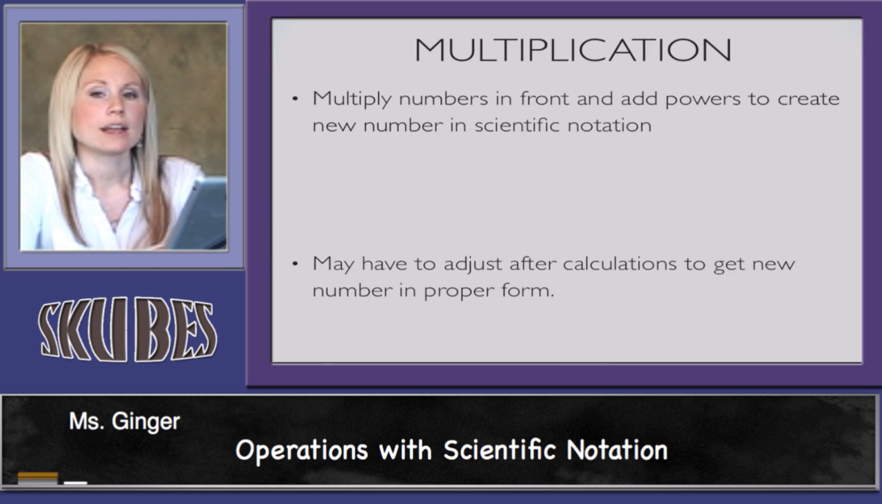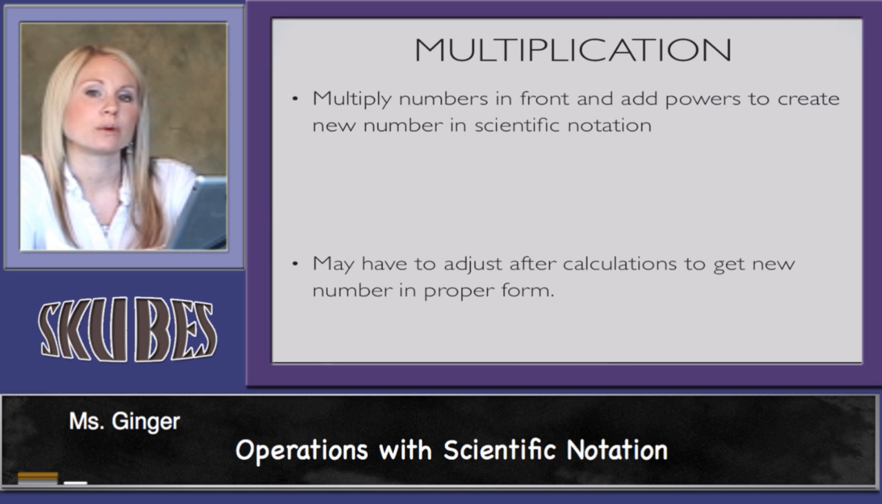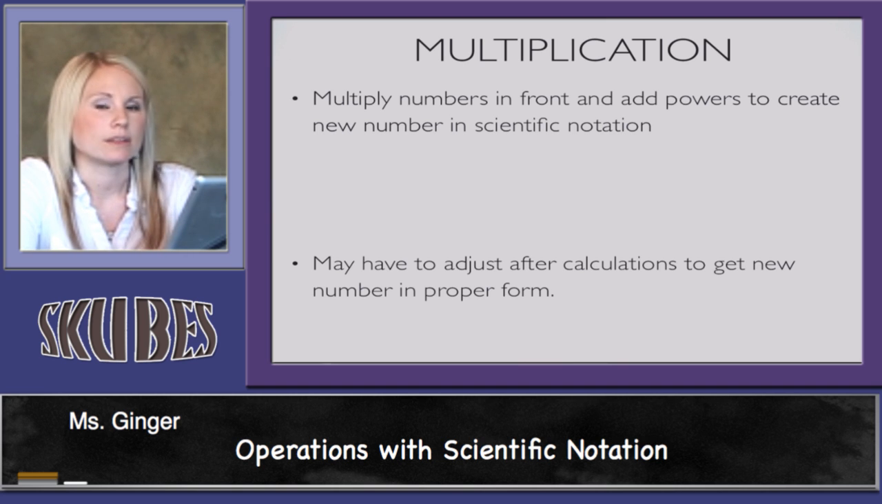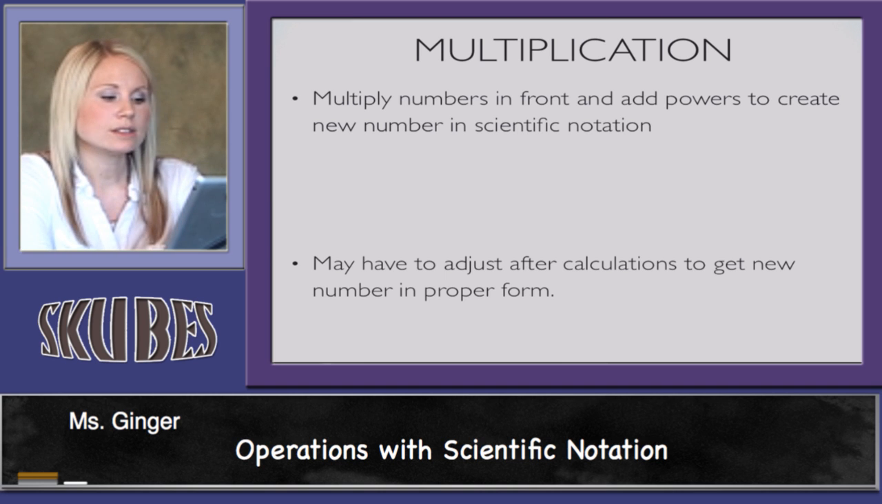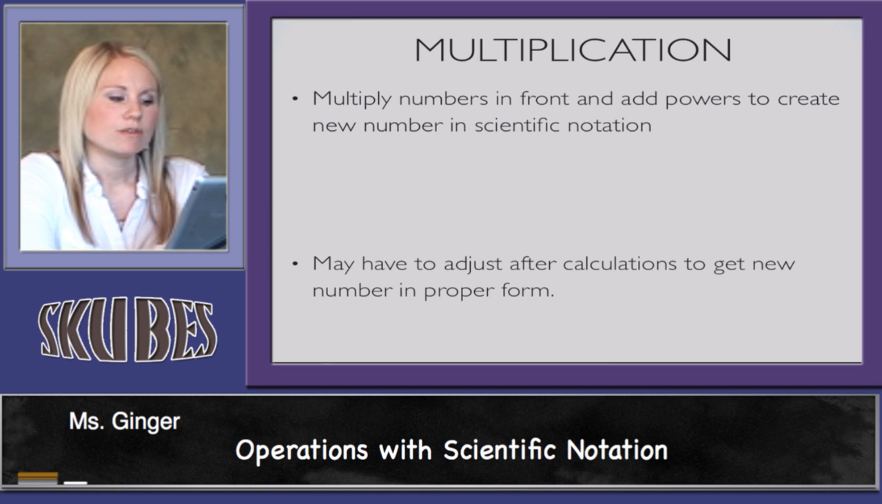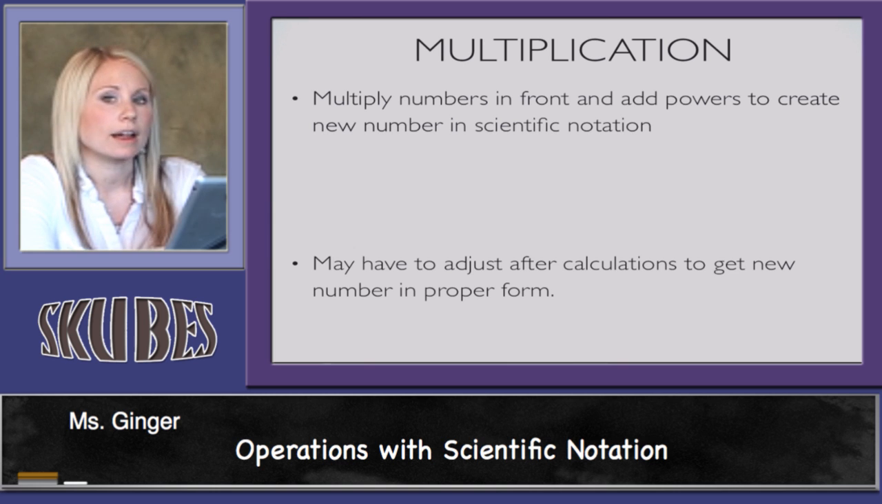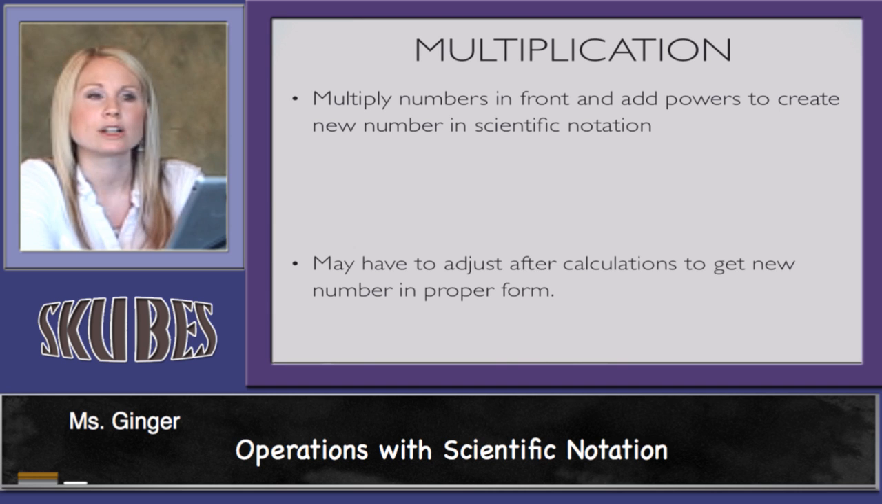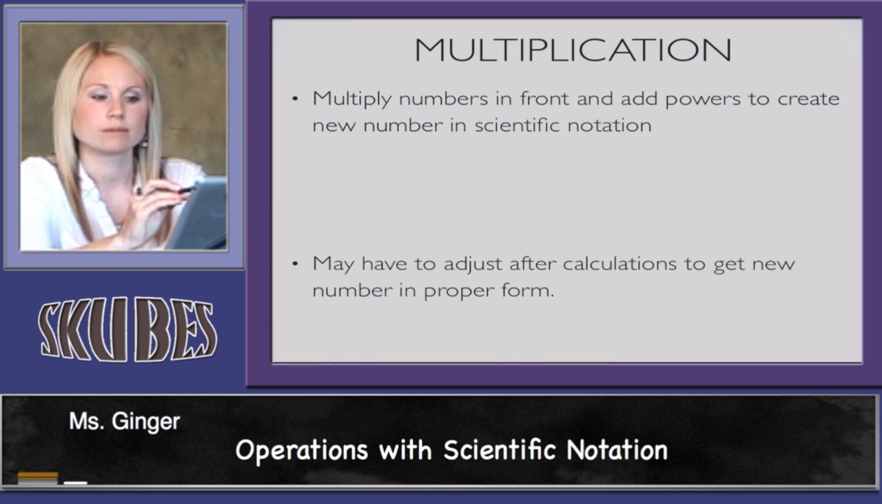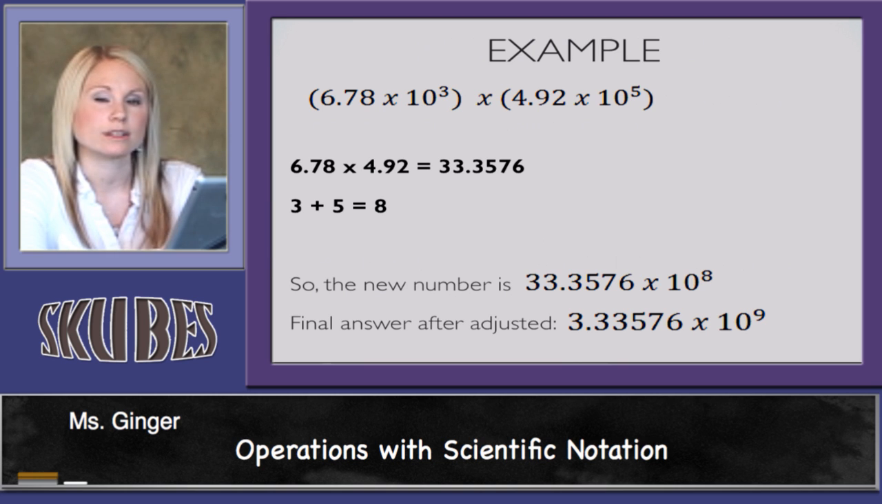That was addition, and subtraction is going to work the same way. You're going to want to convert to standard form and then subtract your numbers and convert back if needed. Alright, let's look at multiplication. The method for this is going to be to multiply the two front numbers, and then we're going to add the powers to create our new number in scientific notation. And sometimes when we calculate these, we're going to need to adjust to get them back to the proper form of scientific notation. I'll show you an example that shows this.